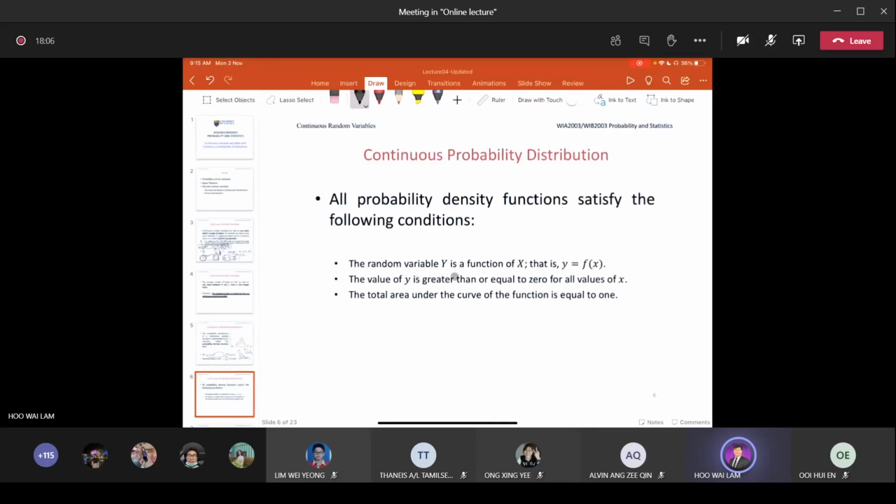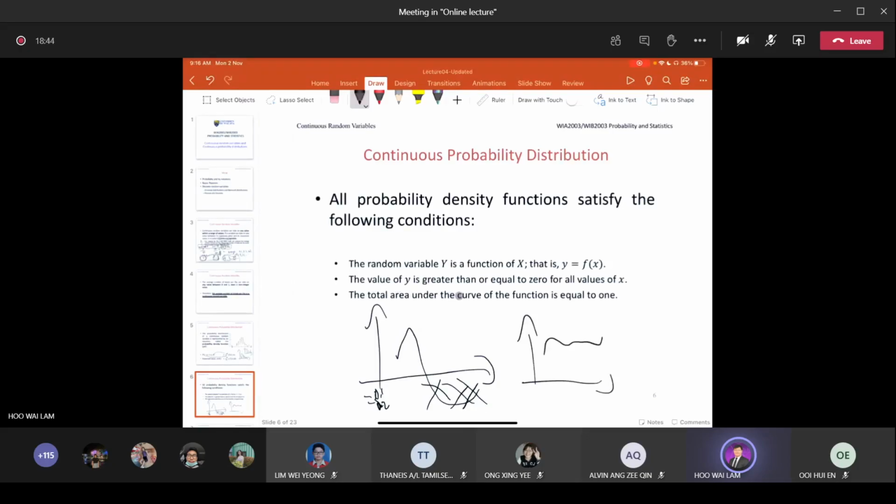Then the value of y is greater than or equal to 0 for all values of x. The main thing here is you wouldn't get a graph something like this, because remember the first thing about probability is it's always bigger than 0. You are measuring the chances for it to happen, so you won't get any negative value, like -0.1 or -0.2 and so on. So you won't get this kind of curve. Your curve is always up. It's always up.